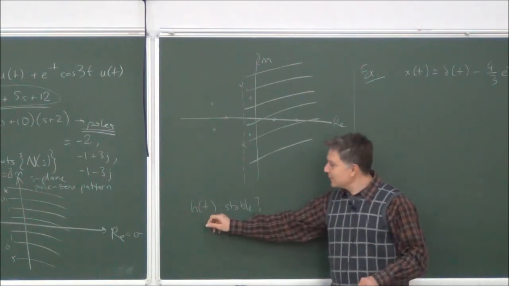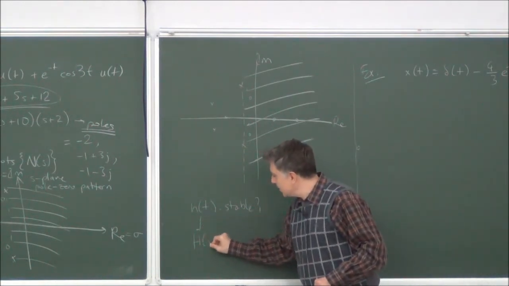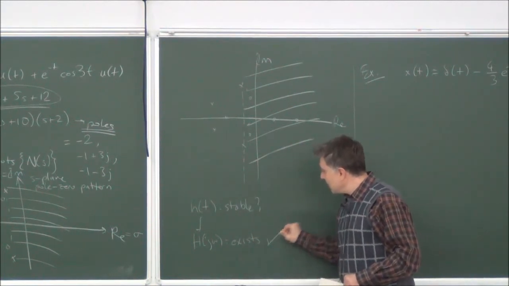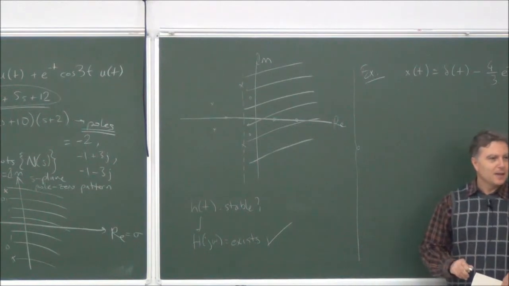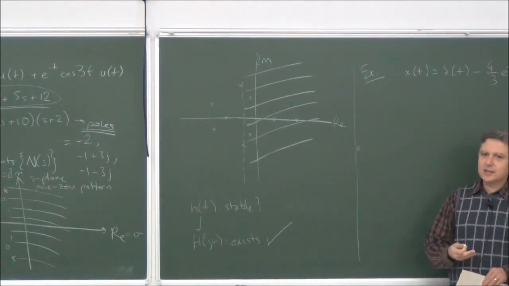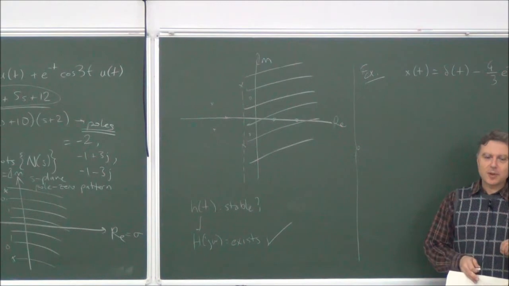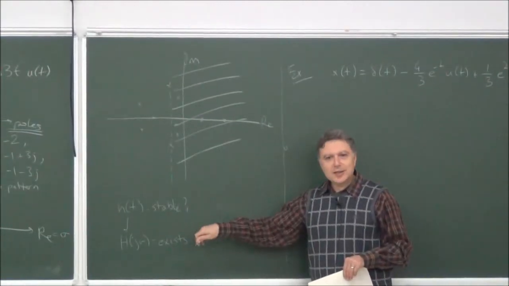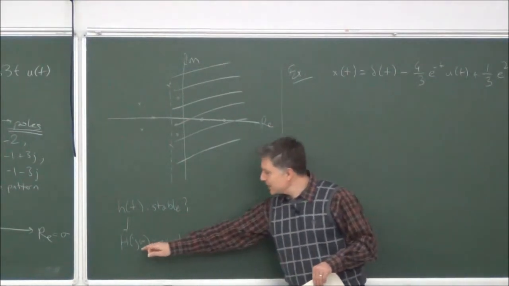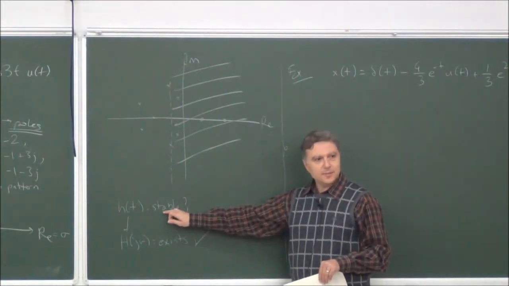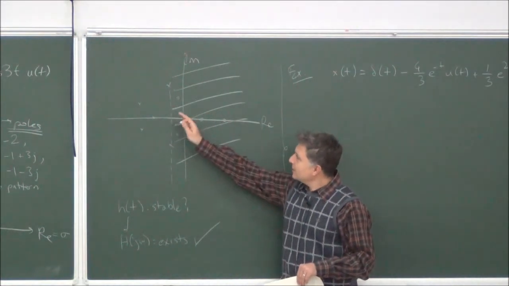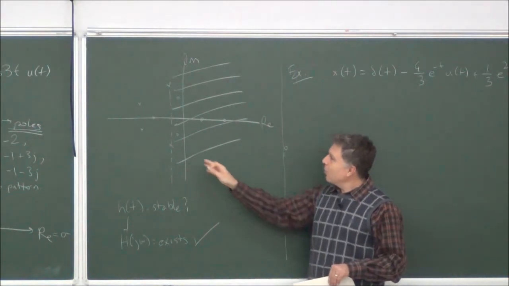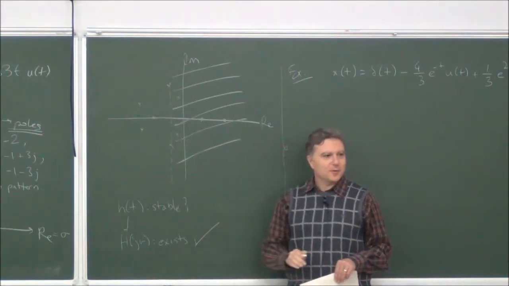Now, if the Fourier transform of this exists, then we say that it is stable. Because otherwise, without the existence of the Fourier transform, you cannot talk about the stability. So this is how you take a look at the stability now. If the Fourier transform exists, then it is stable. For right-hand-sided impulse responses, all of the poles should be at the left-hand plane for the stability condition.